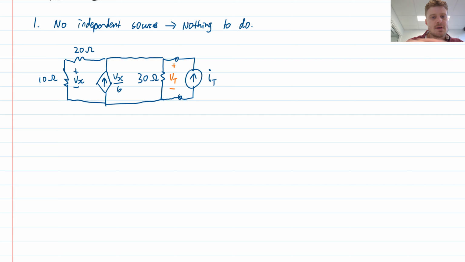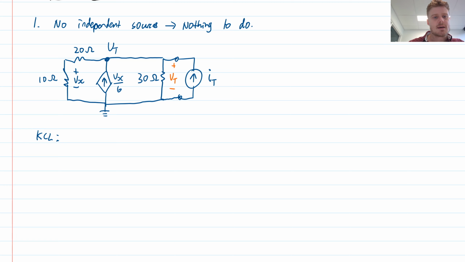So I'm going to basically define a reference node and then choose node V1 to be the voltage of this node at the top here. And notice in particular that this V1 is actually the same as the test voltage. So actually to keep this nice and simple, I could even call this Vt, the voltage of this node here. So let's go ahead and write Kirchhoff's current law at this node labeled as Vt.